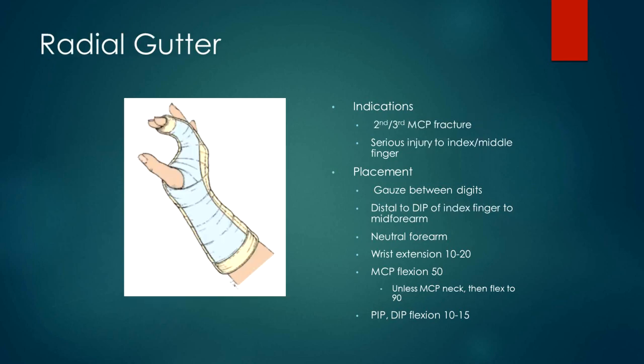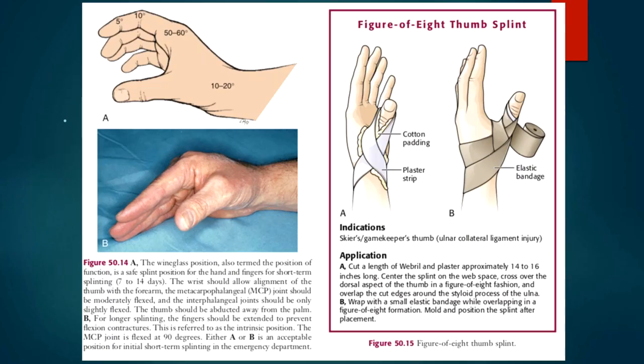Radial gutter, similar indications, so your second and third metacarpal phalangeal fractures, serious injury to the index or middle finger, and placement again, gauze between the digits, distal to the DIP, neutral forearm, wrist extension to 20, MCP flexion to 50. PIP and DIP flexion 10 to 15. And it just kind of wraps there around your thumb and down the radial aspect of the arm.